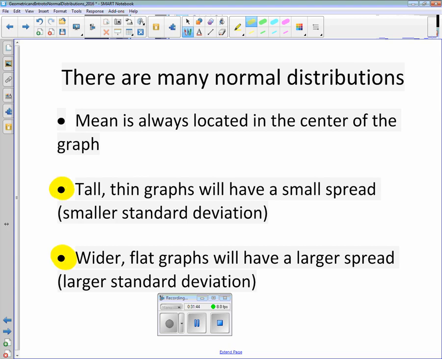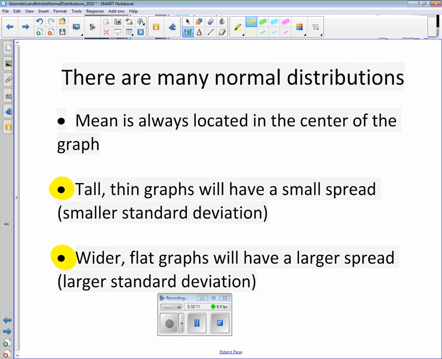That tall, thin graphs are going to have a very small spread. And this is, again, just kind of a shout out to what we did back in September. We know that if the graph is squished in and thin, then the spread is small. If it's more flattened out and wider, the spread's going to be larger. So these are just things we know. We've seen this. We've heard this before. We're just kind of putting it all together now.